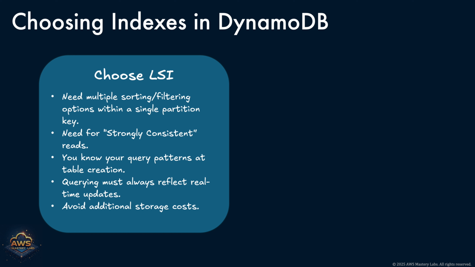LSIs must be defined at the time of table creation, and you cannot add them later as your data model evolves. Additionally, LSIs share read and write capacity with the base table, so heavy usage of LSIs could impact the overall performance of your table if not carefully managed. This shared throughput model makes provisioning and capacity planning a critical consideration when using LSIs in write-heavy applications.